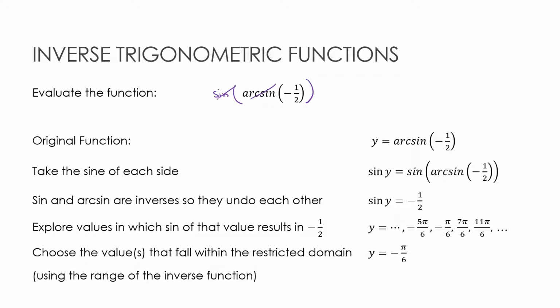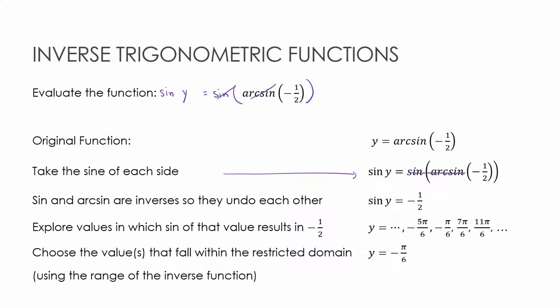And so on this side, it would make sense to then take the sine of y, because it was y equals, and now it's taking the sine of each side. So that's where I am right here. Sine and arc sine will cancel, giving me -1/2. On the left, I have sine of y.